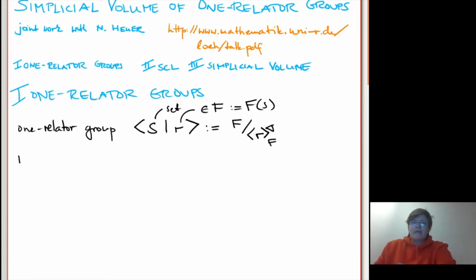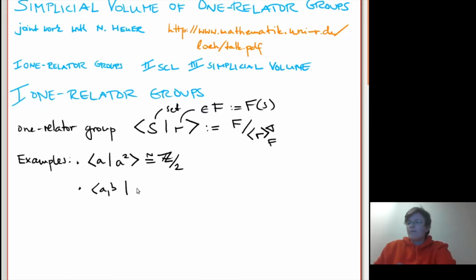Let's look at some simple examples to get a little bit of a feeling for these groups. Let's do a super easy example. If I have one generator A and I divide out the relation A squared, then of course I get Z mod 2. What else is a reasonable thing would be to take two generators A and B and then divide out the commutator of A and B, and then of course we get Z squared.